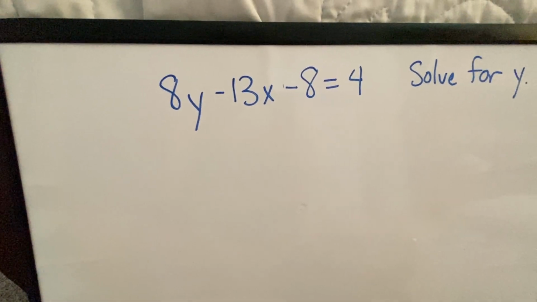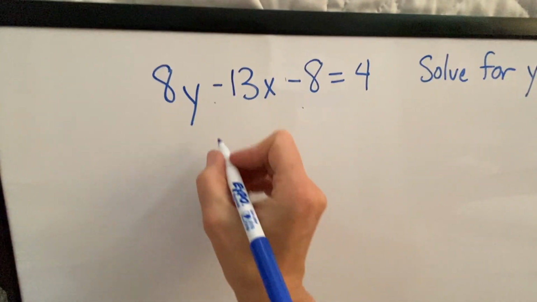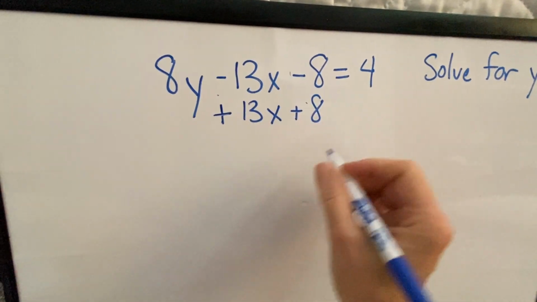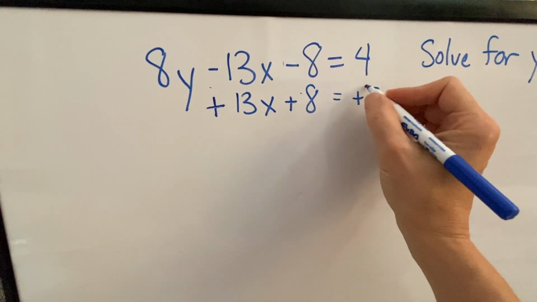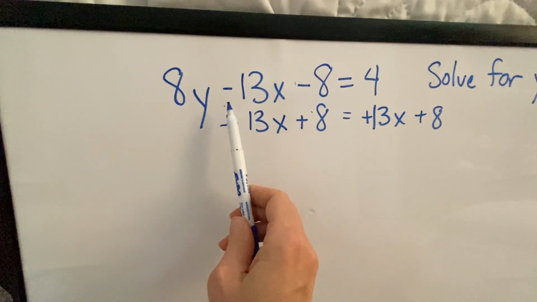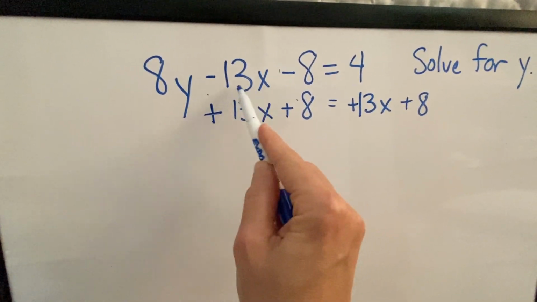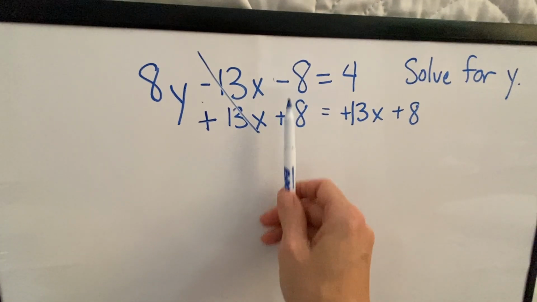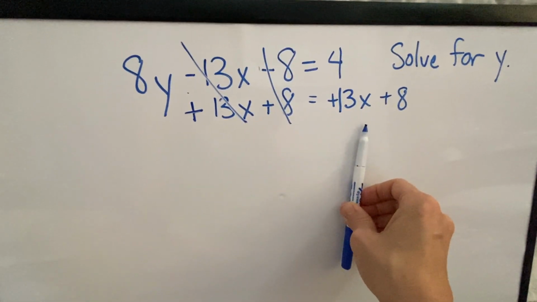So the first thing I'm going to do is move this and this over to this side. In order to do that, I'm going to save myself a step and do both of these at the same time. Whatever I do on one side, I have to do on the other side. So 13x plus 8. I wanted to move this x over here because I want y all by itself. So I took the opposite of minus 13x, which is plus 13x, and that gets to be 0. And then I've got a minus 8, so I just added 8 to it to get 0. Whatever I do to one side, I have to do to the other.